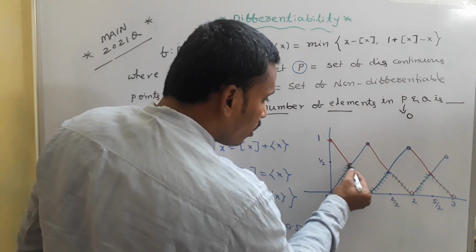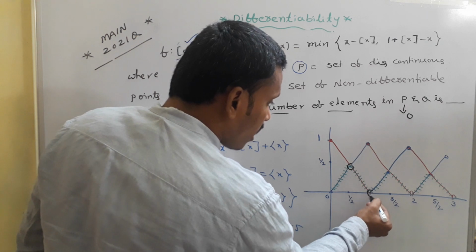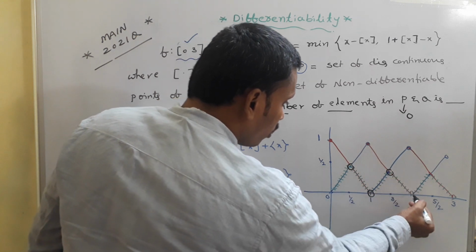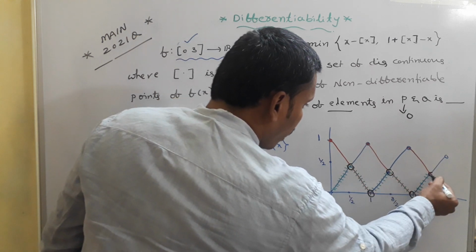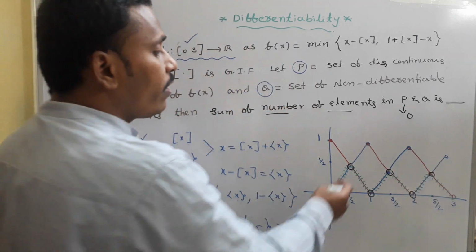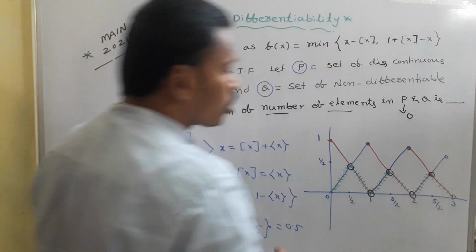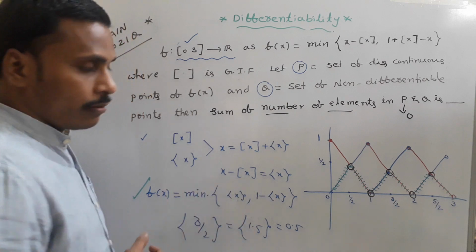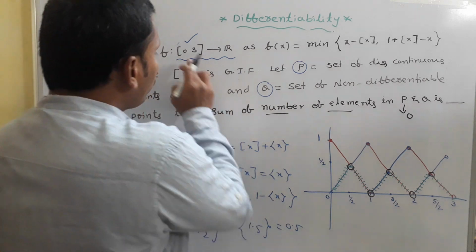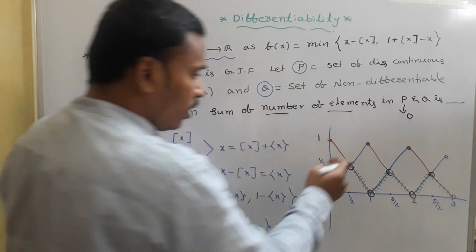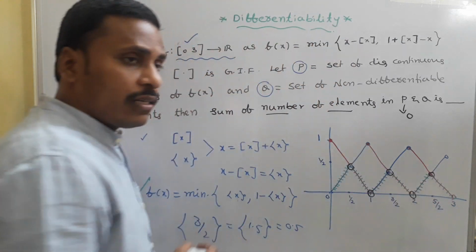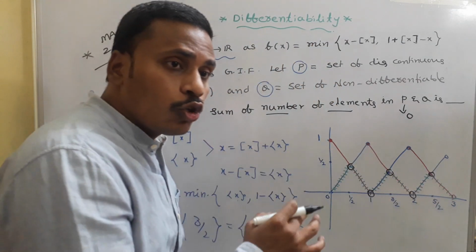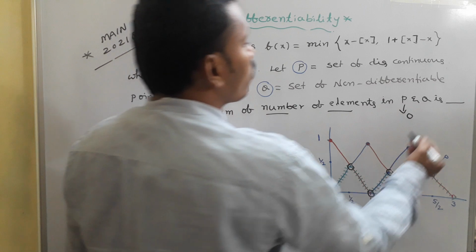Just have a look. This is one sharp corner. This is the other sharp corner. And this is the third one. And this is the fourth one. And this is the fifth one. So finally we have 5 sharp corners in this region. Okay, so in this closed interval of 0 to 3, there are 5 sharp corners. So the graph is for sure non-differentiable at these 5 points.